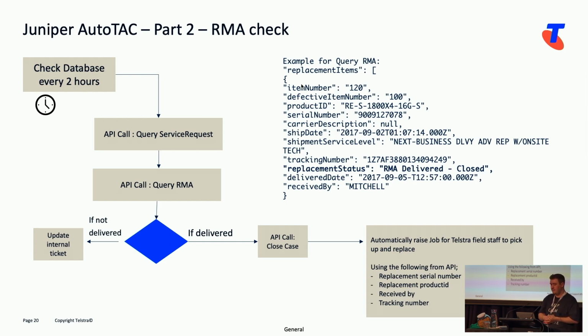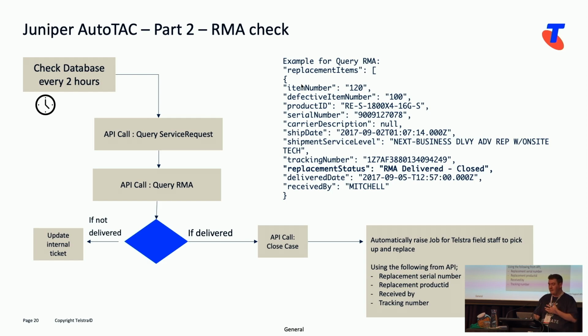or your technician. From that, we then trigger a flow to automatically close the Juniper case, and we update it to say, part delivered, thanks very much, close it, please. Then we can trigger a flow for remote hands or your field technicians. When we trigger the field technician flow, that's fully automated. We grab all the details about the part from the API. So we grab the new serial number, the tracking details, and who it was received by. All those details allow us to create automated jobs, and it reduces the chances of error and also problems down the track.